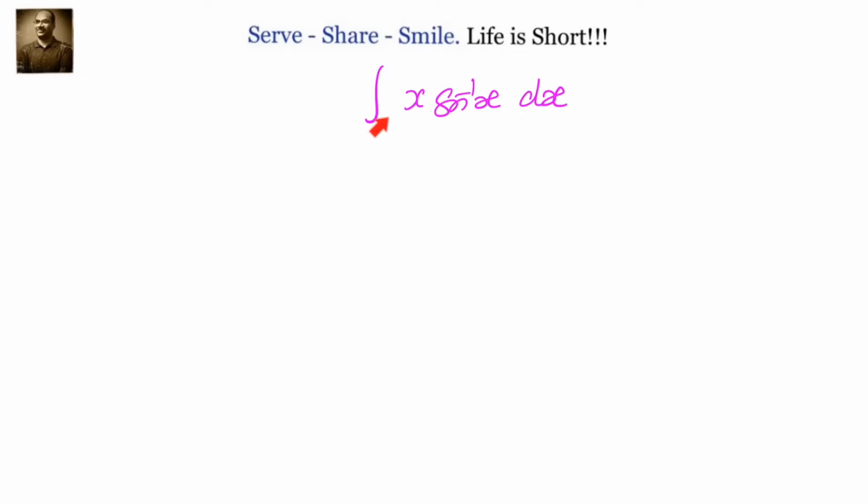Integral of x into sine inverse x. We have to find out the integral of this. For this, we'll be using integration by parts.